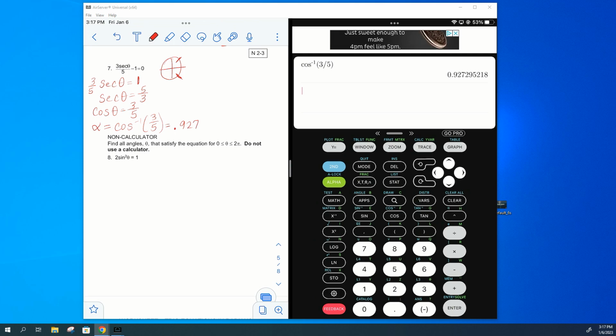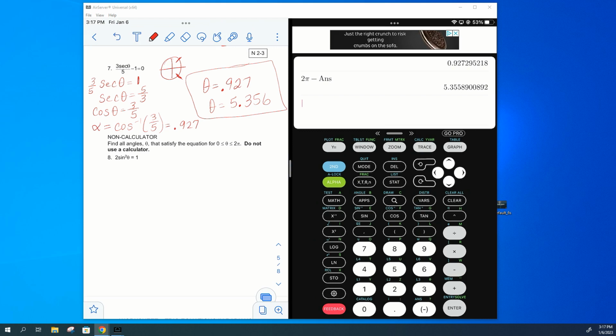And then what are my 2 angles? Well, the good thing in quadrant 1, that 0.927 is the answer in quadrant 1. Remembering in quadrant 4, it is 2 pi minus, and I forgot to store. I'll just do second answer. That's another way, if I'm just doing it one time. And my second answer is 5.356. These are my 2 values for theta.